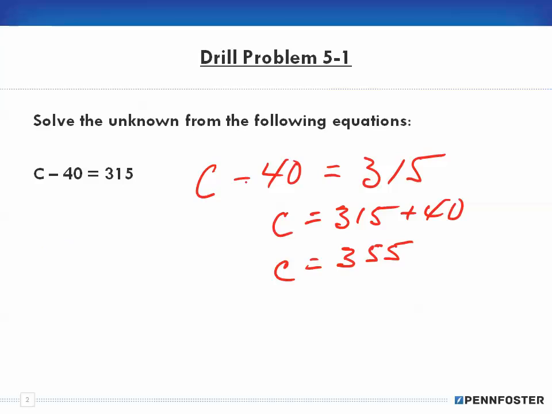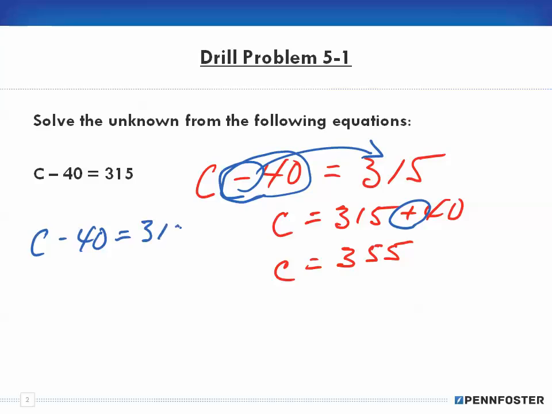Notice what I did. I took the minus 40, and from my way of thinking, the shortcut is that I want to get it on the other side of the equal sign. So when I put it on the other side of the equal sign, I change the sign in front of the number from a negative to a positive when I move it over to the other side. So my shortcut in doing this is c minus 40 is equal to 315, and this is following the rules, and you'll see what I mean when I actually work it out.